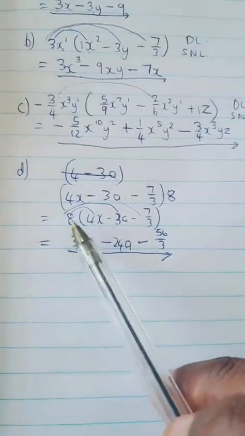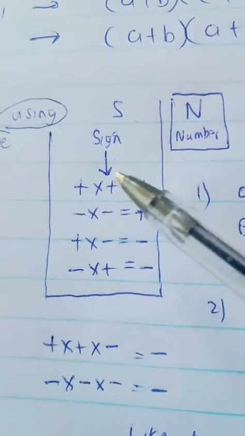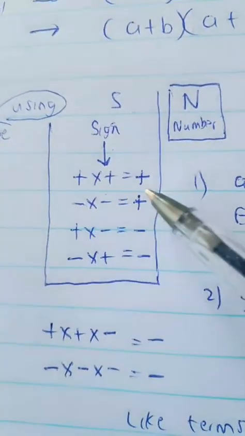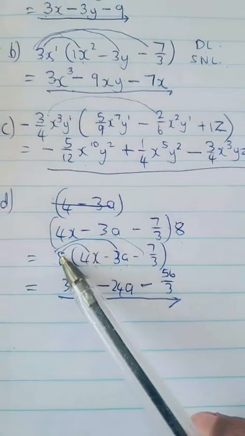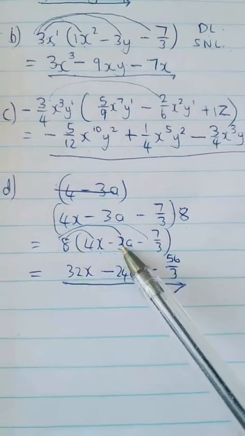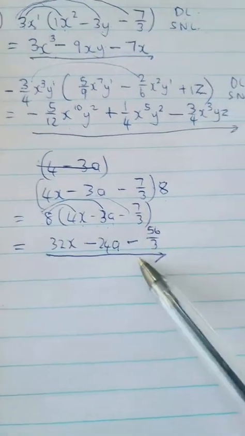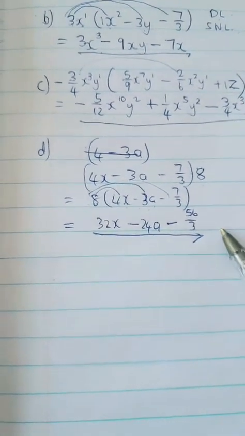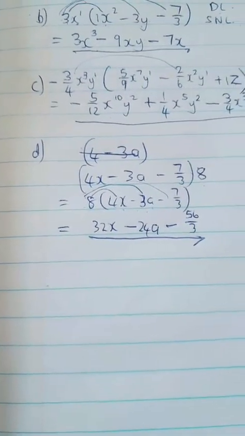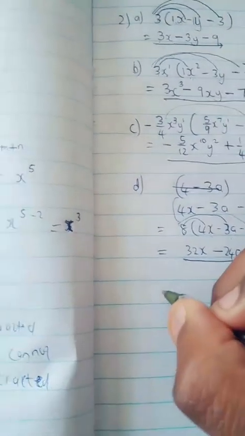Like I said, we are multiplying here. Remember, with multiplication there are laws for signs. A positive times a positive is positive, a negative times a negative is positive, a positive times a negative is negative, and a negative times a positive is negative. So here you can see that 8 times 4x is 32x, 8 times minus 3a, positive times a negative, is negative 24a, and 8 times negative 7 over 3 gives you negative 56 over 3. These are all unlike terms, we cannot add them, so we leave our answer as it is. There are no like terms, we can't add anything.